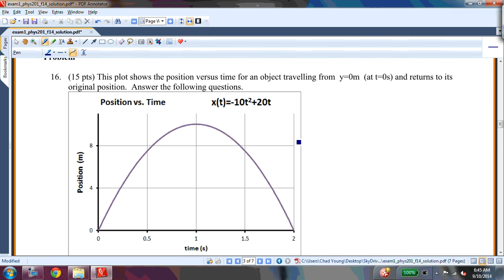All right, consider this position versus time graph. It's an object traveling from y equals 0, and it returns to its original position. So something like this. It goes up, and then it comes back down again. All right.